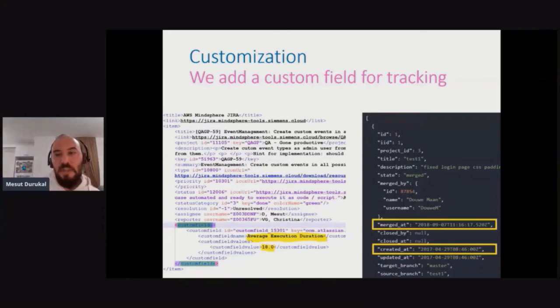So for this purpose, for example, in the Jira API, we added some additional fields to track. And for example, for the code review activities, for the branches, we followed the creation time of the branch and the merge time of the branch, and by subtracting one from the other, we were able to calculate the merging time, the code review time, which elapsed to merge a branch.